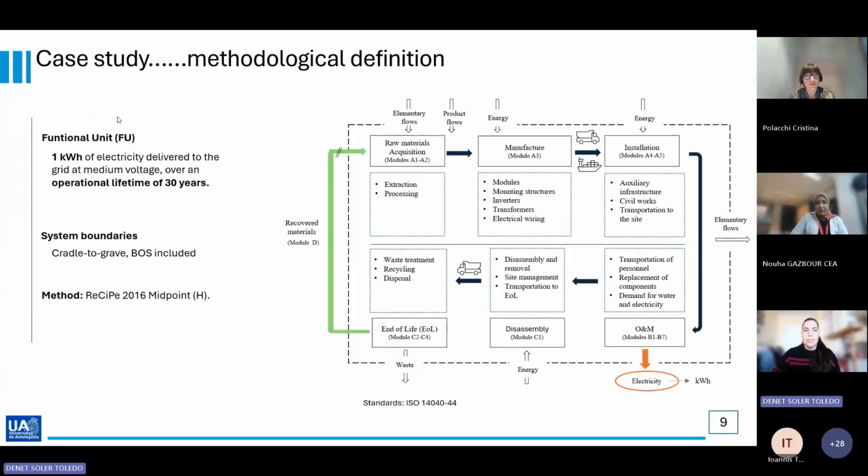The functional unit considered was 1 kilowatt-hour of electricity delivered to the grid at medium voltage over an operational lifetime of 30 years. We consider system boundaries in a scope grade to grade, both included. And we use the ReCiPe method as the calculation methodology.